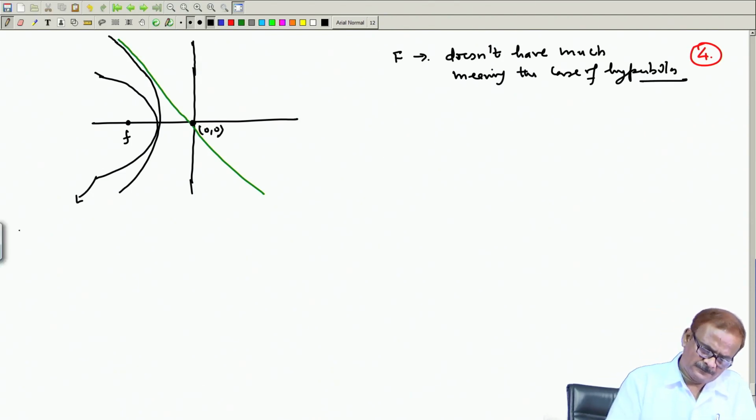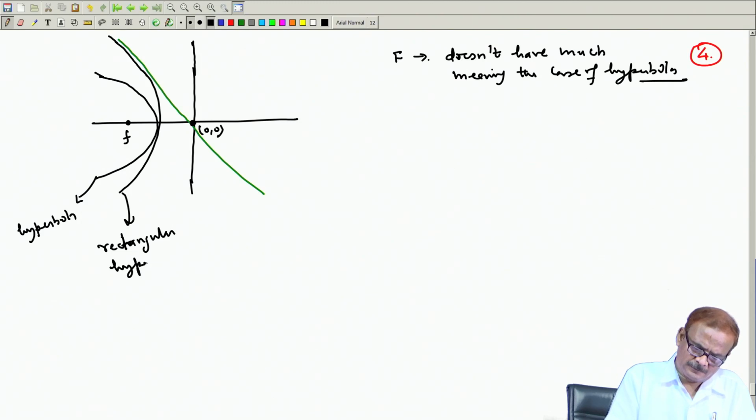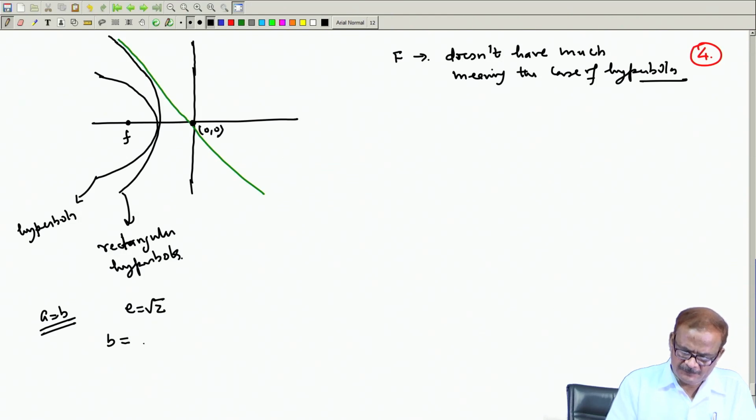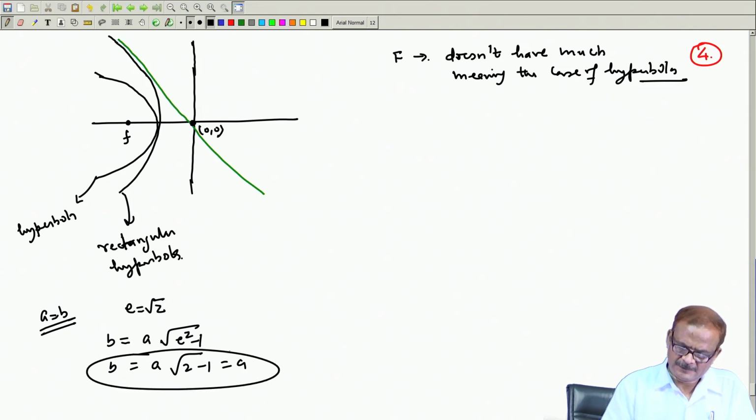So, this is hyperbola and this is a rectangular hyperbola. Rectangular hyperbola is the case where a equal to b, and that corresponds to e equal to root 2. So, you can look into this expression b equal to a times root of e square minus 1. So, if you put e equal to root 2, this gets reduced to 2 minus 1 equal to a. So, b equal to a. So, this is the case of the rectangular hyperbola, and this is the asymptote to the rectangular hyperbola.